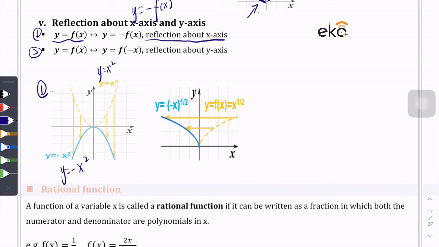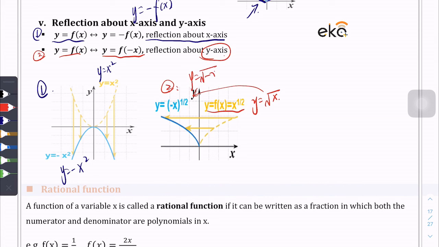Two, I'll change another color. Two, when y equals f(x) changes to y equals f(negative x), it's a reflection about the y-axis. The example is here. Before it's y equals the square root of x, now it becomes y equals the square root of negative x.